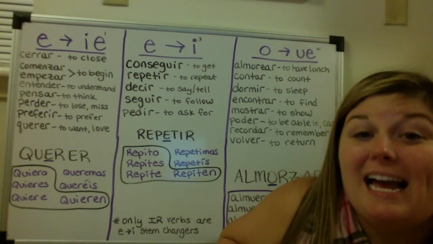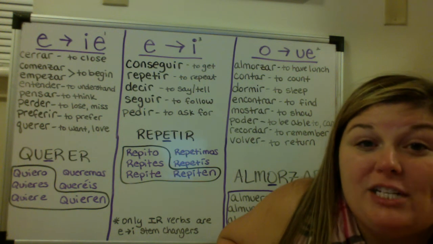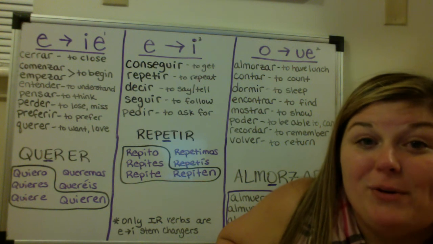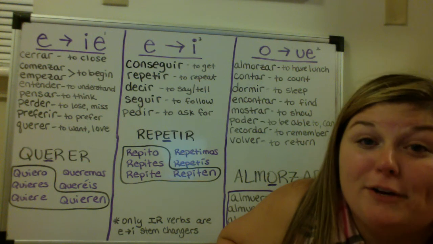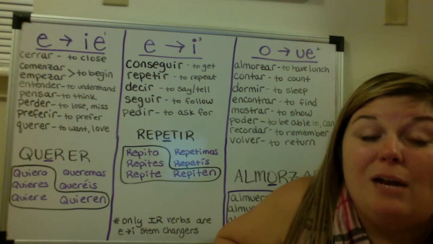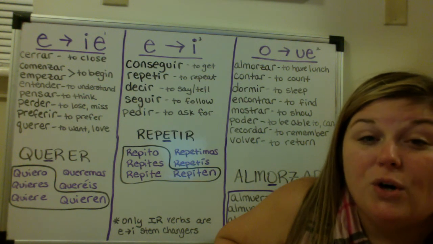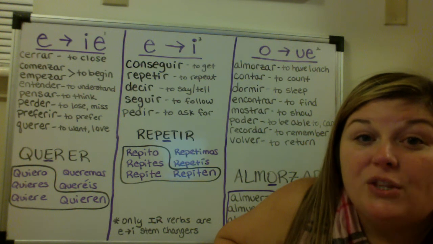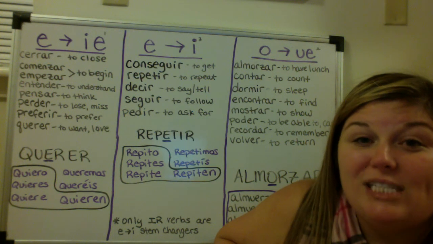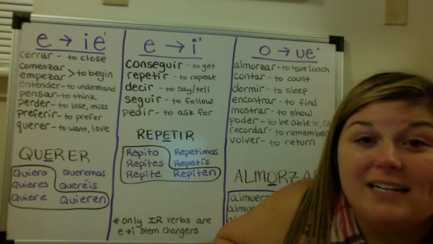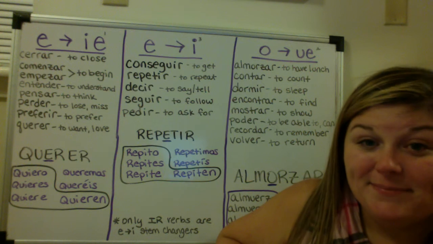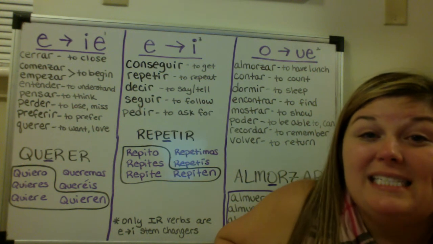All right, our third kind of stem changer are verbs that change to UE in the stem. And we're going to go over the pronunciation and meaning of some of the more common verbs that change to a UE. So, repiten: almorzar, contar, dormir, encontrar, mostrar, poder, recordar, volver.